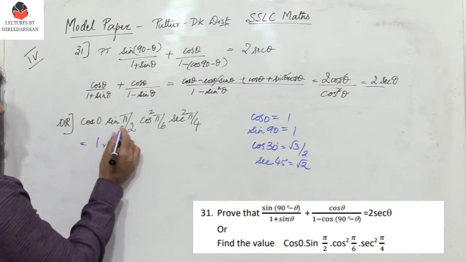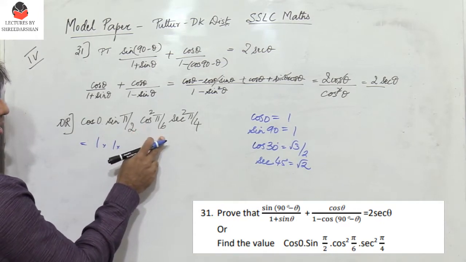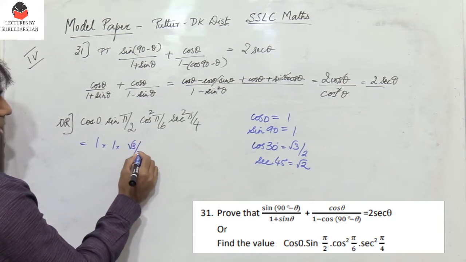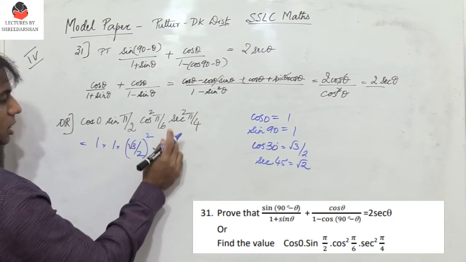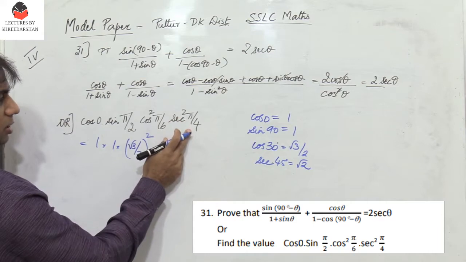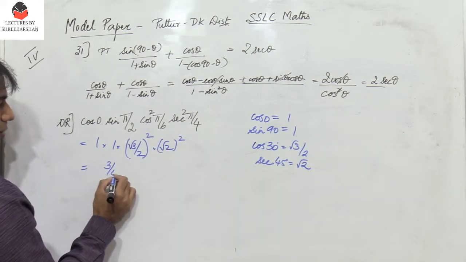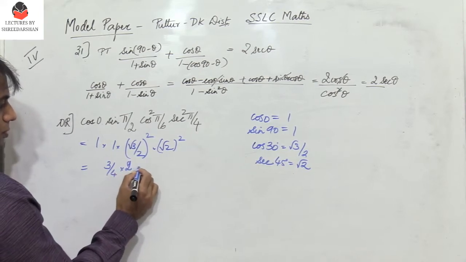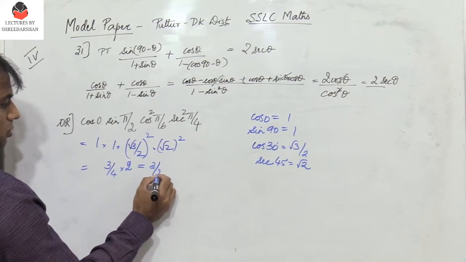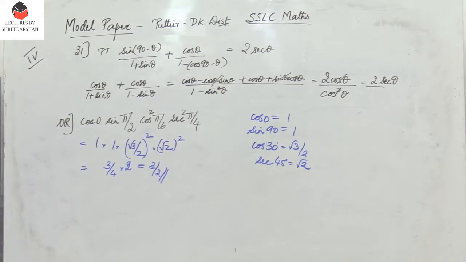Cos 0 is 1, sin pi by 2 is 1, cos 30 is root 3 by 2 the whole square into secant square pi by 4. Secant 45 is root 2 the whole square. So I get 3 by 4 into 2, which is 3 by 2. So the final answer is 3 by 2.